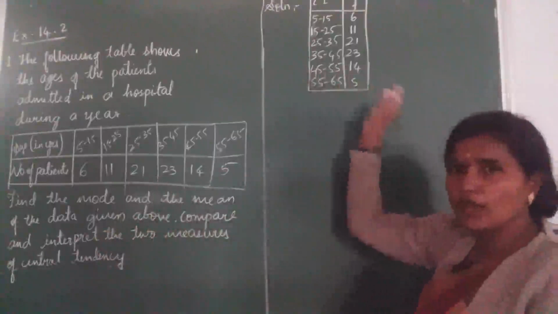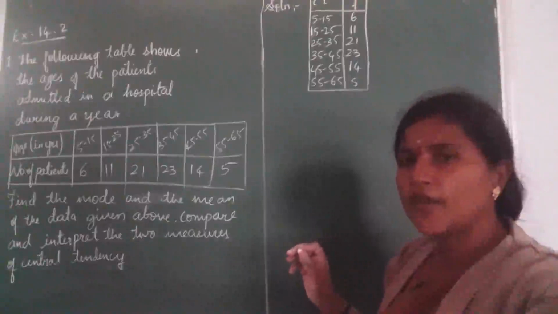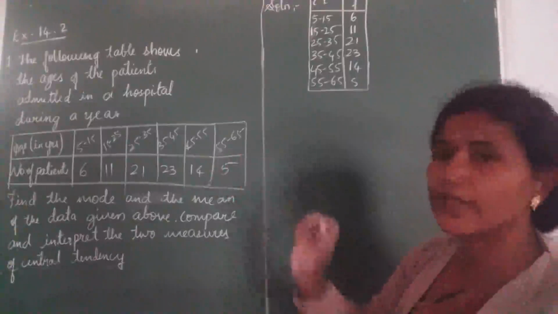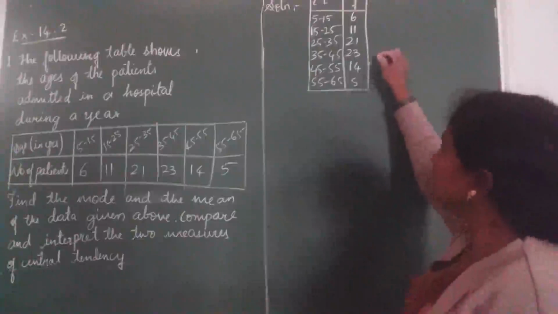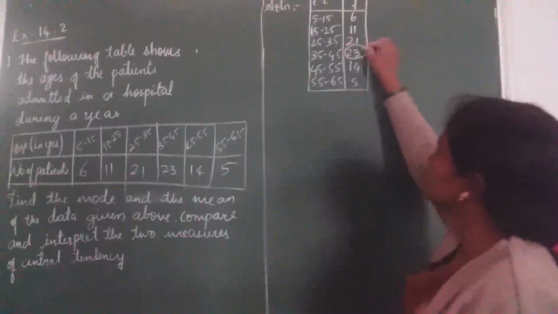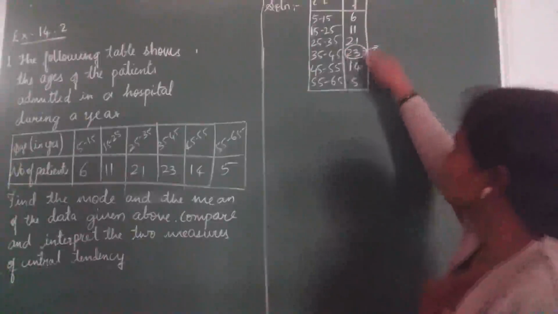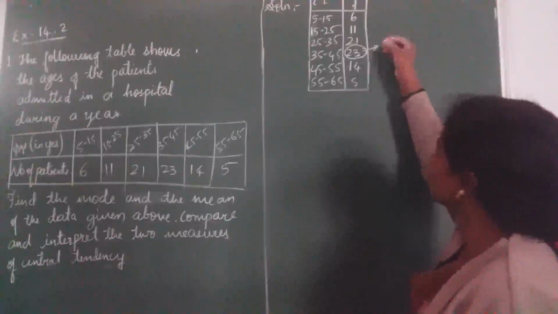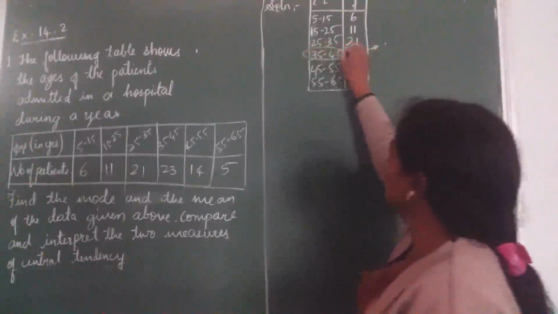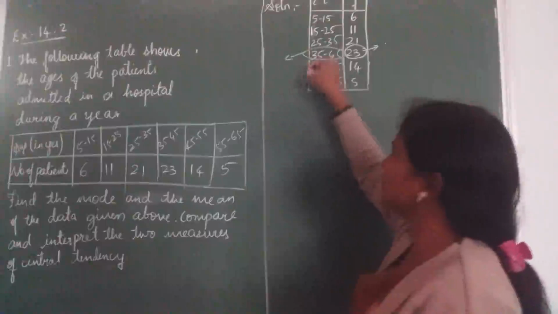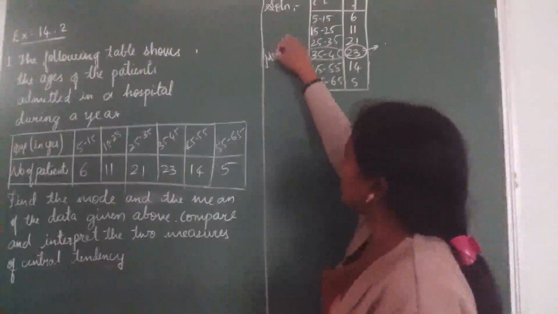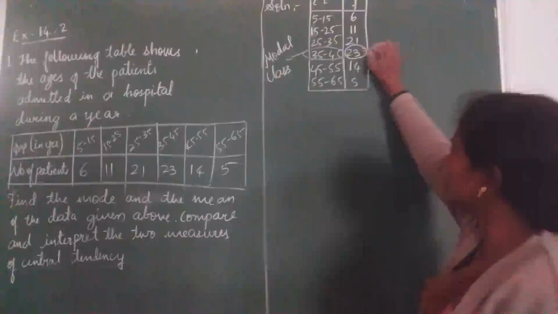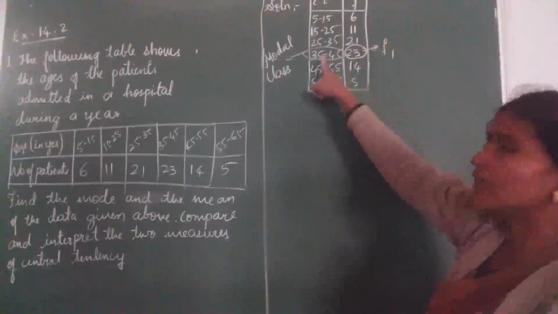Now let us take that column once again here, because we have to find the lower limit of the modal class. So we cannot do it in the question itself; once again you take down that column. Now in this, which is the maximum frequency? In this frequency table, the highest frequency is 23, and for that the class interval is 35 to 45. So it is called the modal class, and this 23 is called the frequency of that modal class.